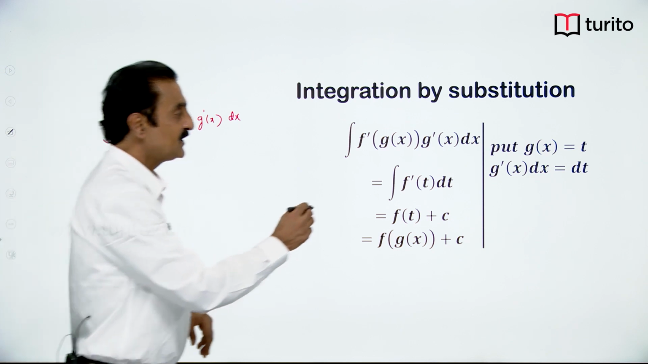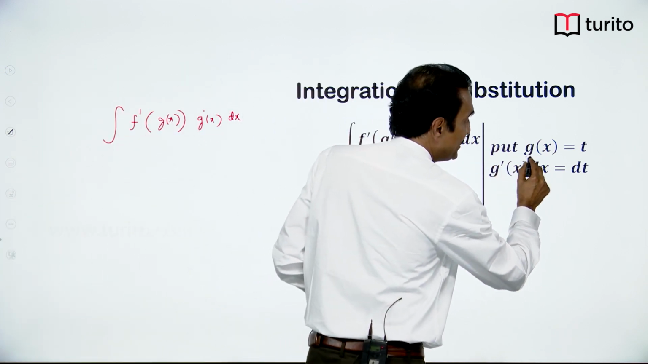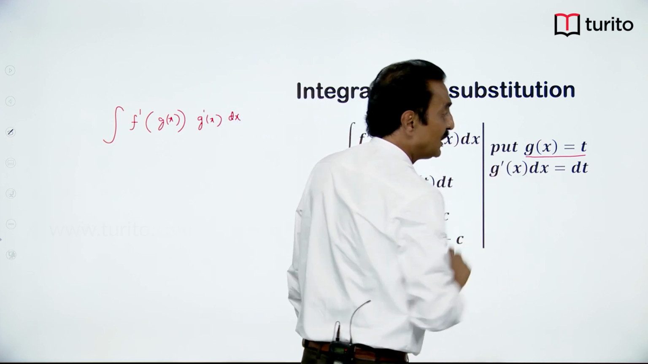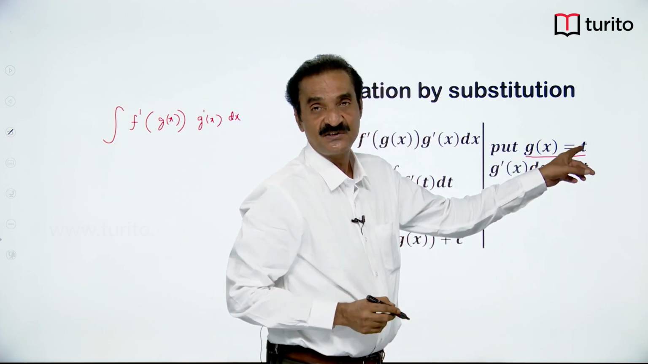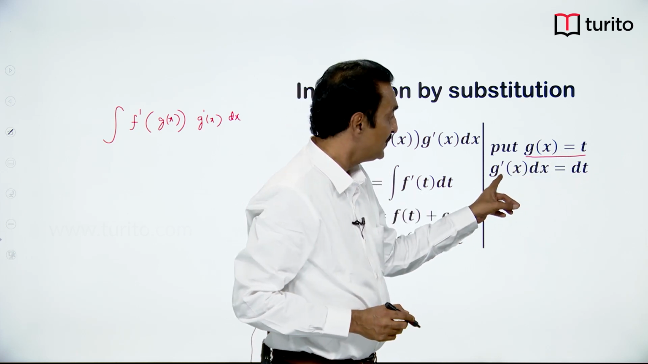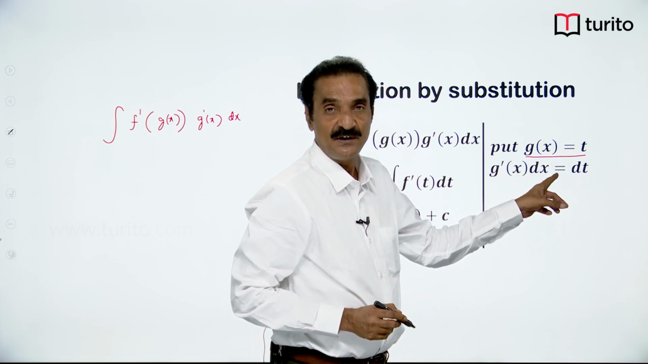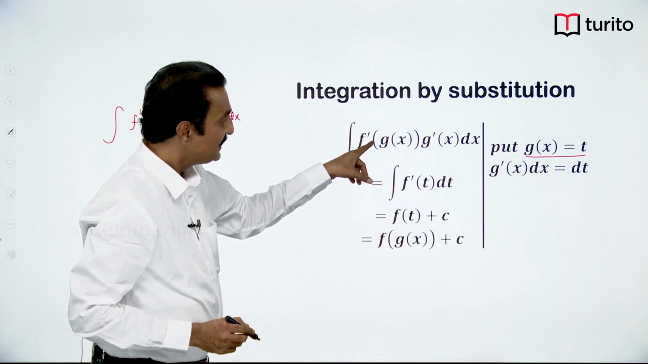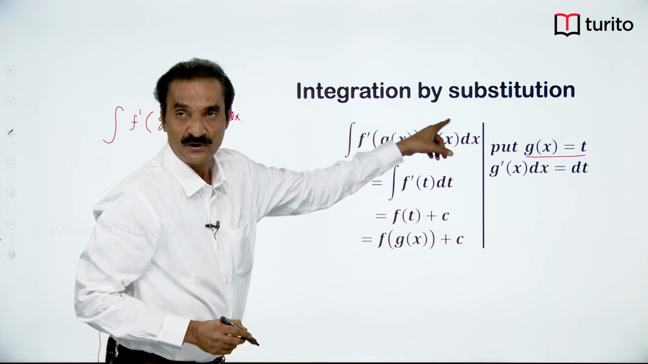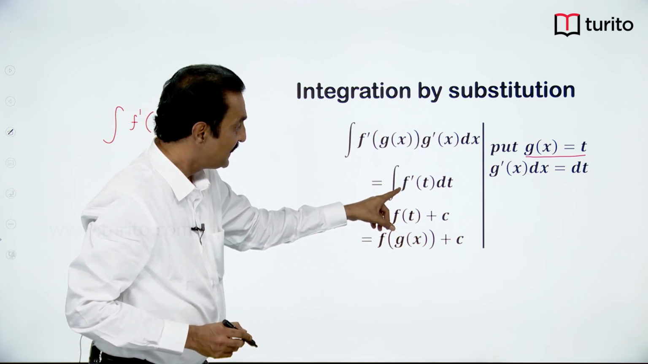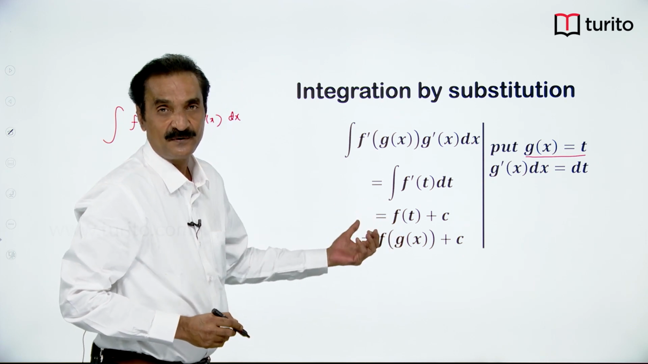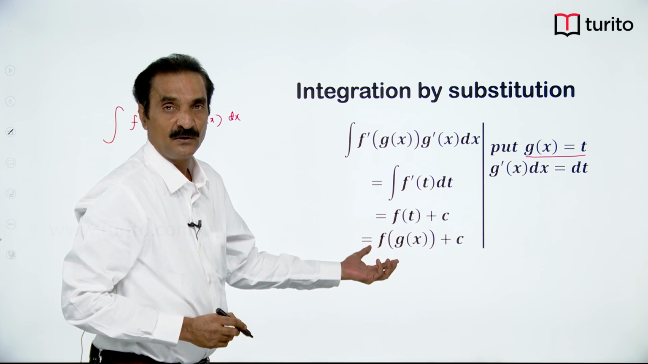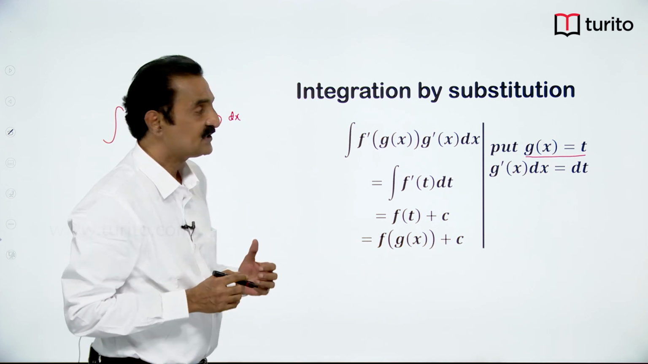Then what we do is, we substitute g of x is equal to t. Then differentiating on both sides, we get g dash x is equal to dt by dx. So g dash x dx is equal to dt. Then this becomes integral f dash t into remaining is dt. Integral f dash t dt is f of t plus c. Now we substitute t is equal to g of x. Okay, this is called integration by substitution.